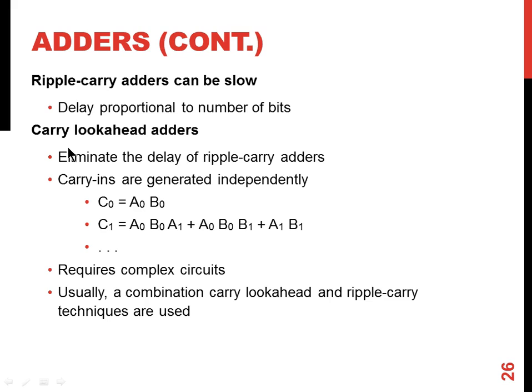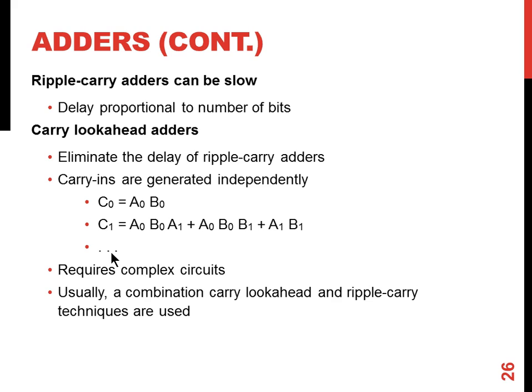So we can do that using something called a carry look ahead adder, where the carry of each stage is represented by an equation based on the inputs for that stage and the previous stages. So C0, which is the carry output of stage 0, can be represented as A0 and B0. Carry 1, which is the carry output of the first stage, can be represented by this equation. So we will have 16 equations for 16 carry outputs.